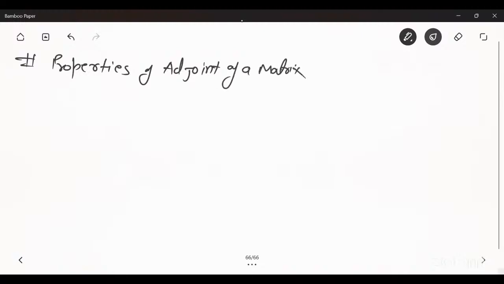Now next topic is properties of adjoint of a matrix.